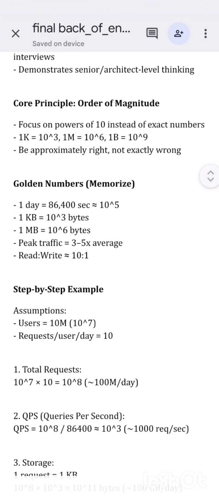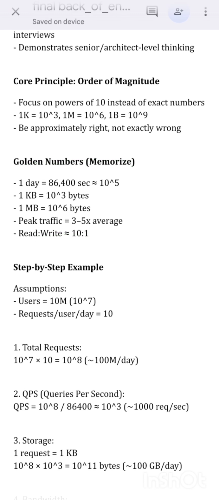Moving further, we need to memorize a few golden numbers, which are going to be very useful in calculations. One day has around 86,400 seconds, which is approximately 10^5. And as we all know, 1 KB is equivalent to 10^3 bytes and 1 MB is equivalent to 10^6 bytes.